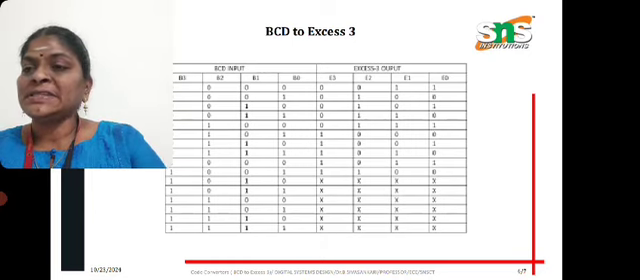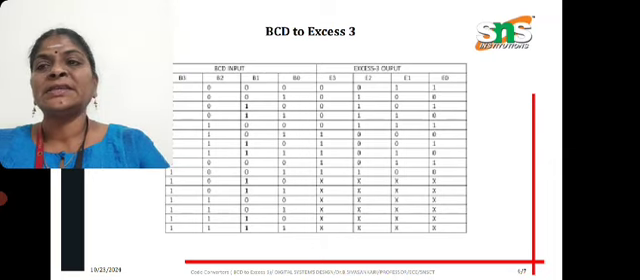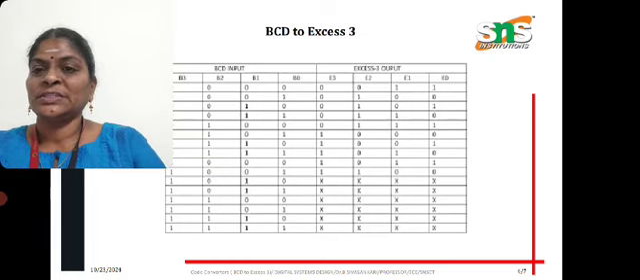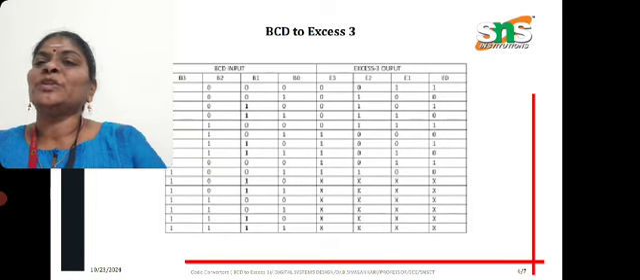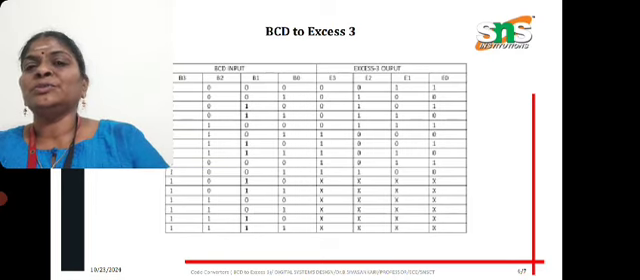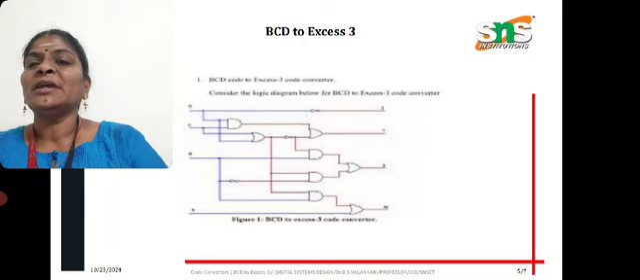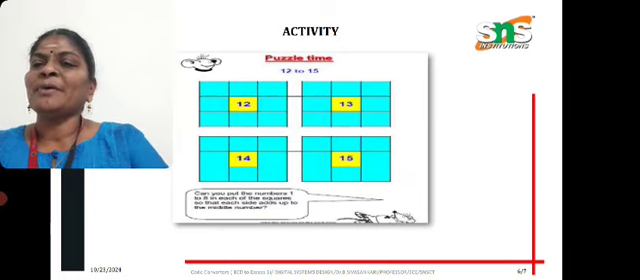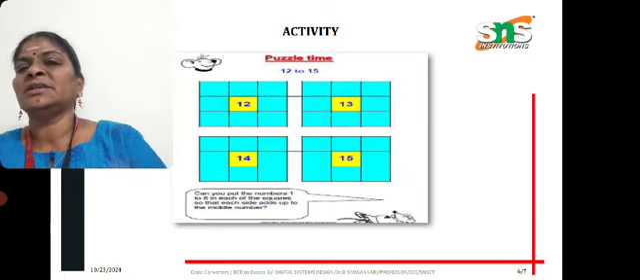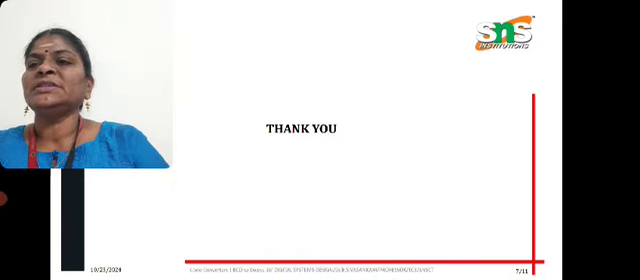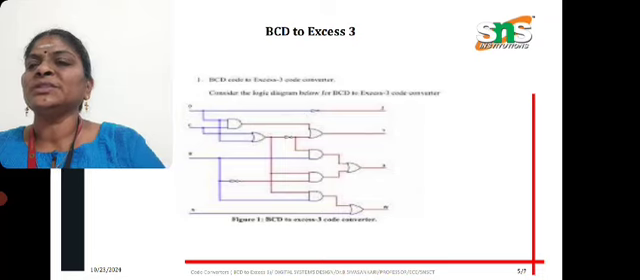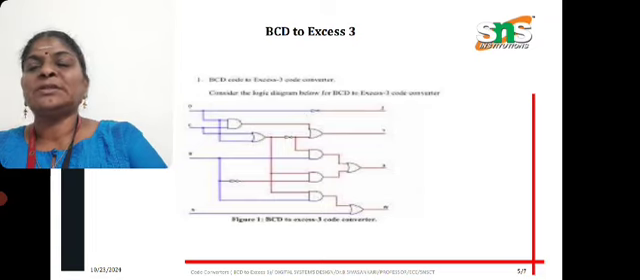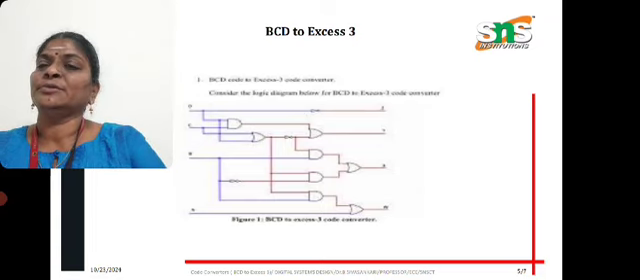So BCD is your input and XS3 is your output. Up to 9, we add and frame this truth table. So we know our inputs and we know our outputs. For the outputs, we have to derive them by plotting K-maps, and complete it with a logic circuit. For the K-map, our outputs are the XS3 bits E1, E2, E3, E4, and we have to plot a K-map separately for E1, E2, E3 and E4.